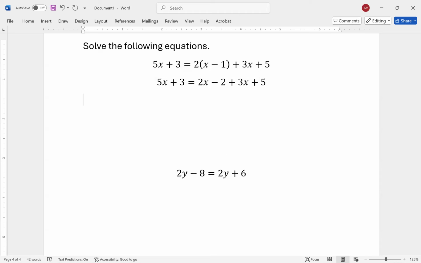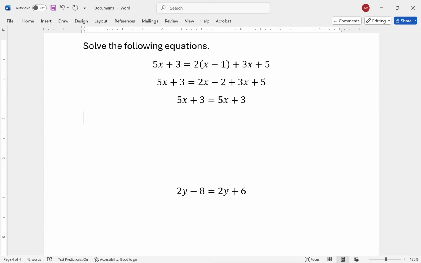Now on the right-hand side, I can combine some like terms. When I add 2x plus 3x, I get 5x on the right-hand side. When I combine -2 and +5, I get a +3 on the right-hand side. Now both sides are as simple as I can make them.